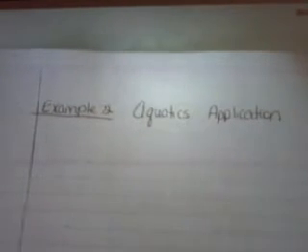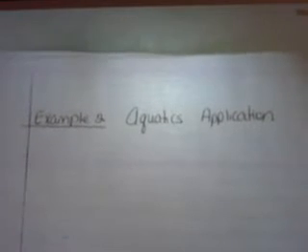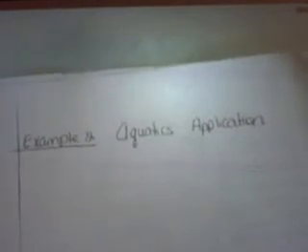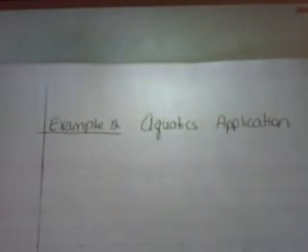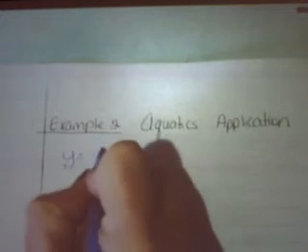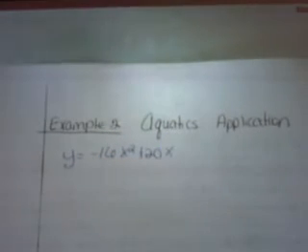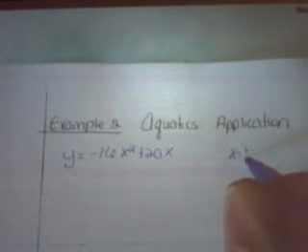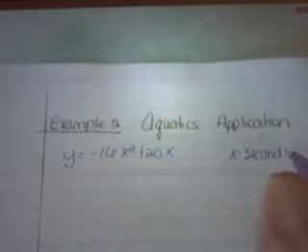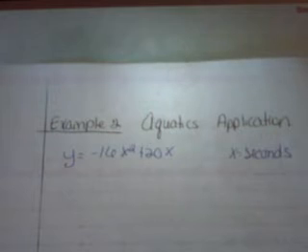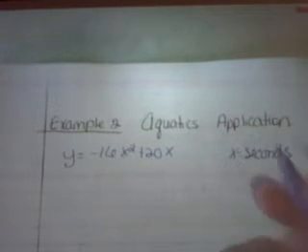So if you're looking at example 2, it says a dolphin jumps out of the water. The quadratic function y equals negative 16x squared plus 20x models the dolphin's height above the water after x seconds. So x is our seconds. How long is the dolphin out of the water? Well, when the dolphin leaves the water, its height is 0.